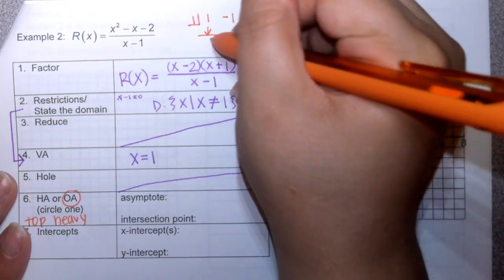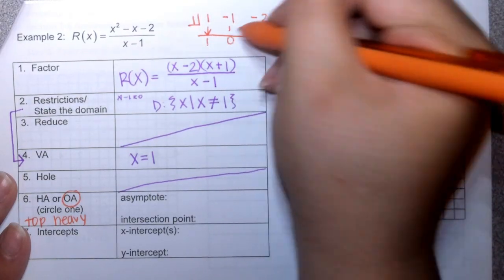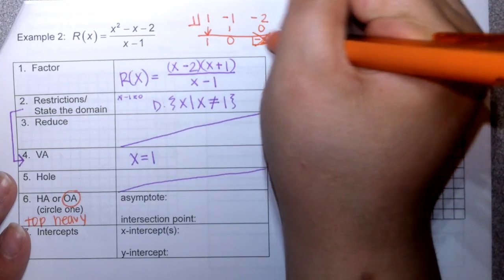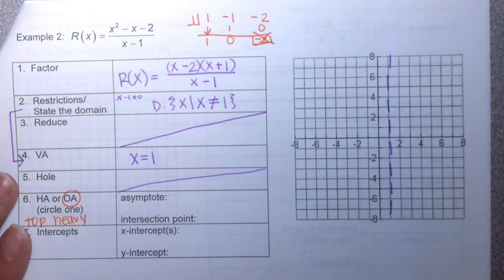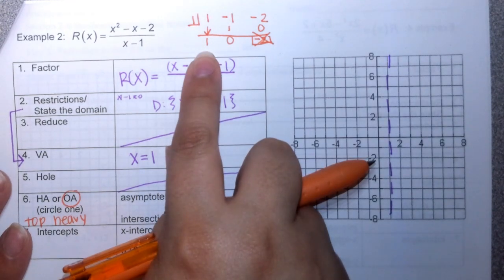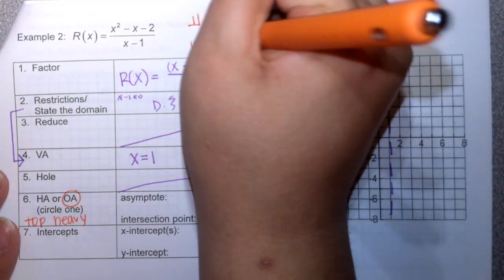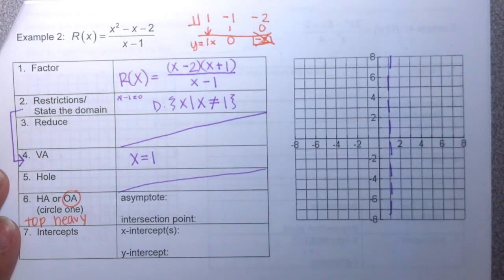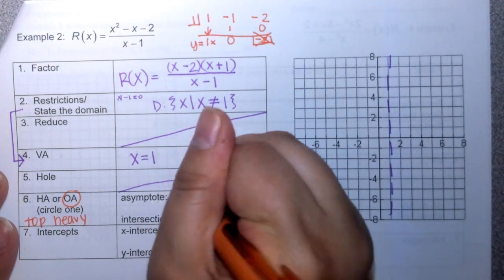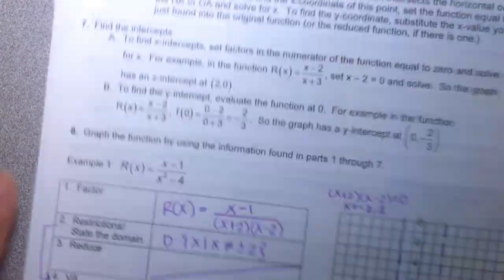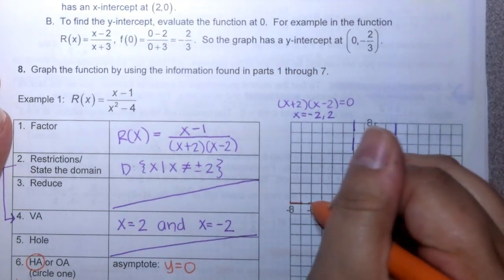Chop it down, multiply, add. You do have a remainder of -2, but remainders do not matter in this situation. So what is my equation for my oblique asymptote right here? Y equals x. Oh, I forgot to graph that last one. Real quick. We got to graph y equals 0 here.